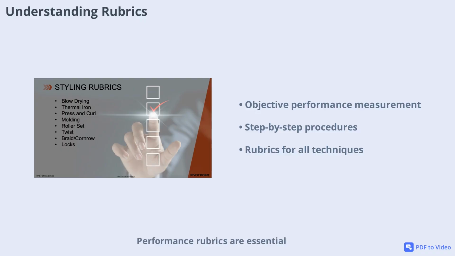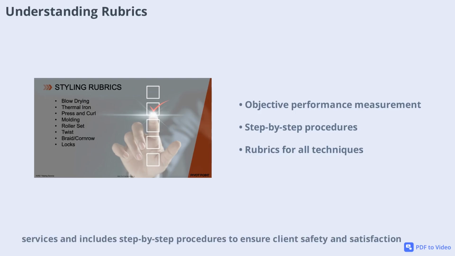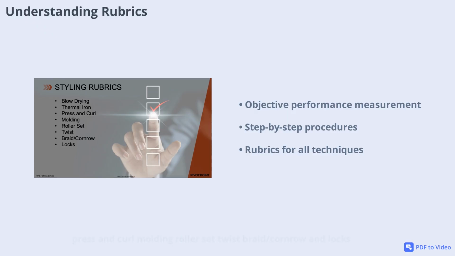Performance rubrics are essential for measuring your progress objectively. Each rubric is divided into the 3 main areas of styling services and includes step-by-step procedures to ensure client safety and satisfaction. In this lesson, you'll find rubrics for blow drying, thermal iron, press and curl, molding, roller set, twist, braid, cornrow, and locks. Use these rubrics to guide your practice and self-assessment.